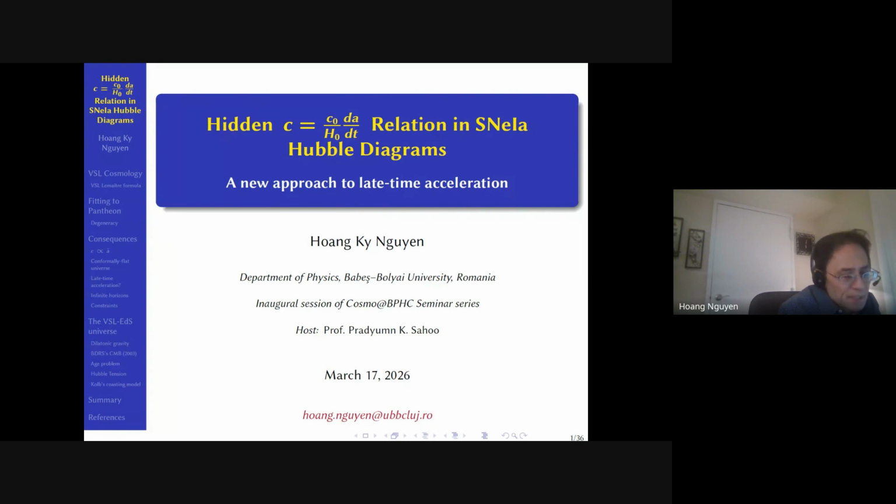So this relation is kinematical. It is also empirical. I'm going to deduce that relation from the observational data, in particular the Pantheon catalog for supernovae. All right. In order to do that, we need to flip upside down our usual interpretation of the observational data for late time acceleration.